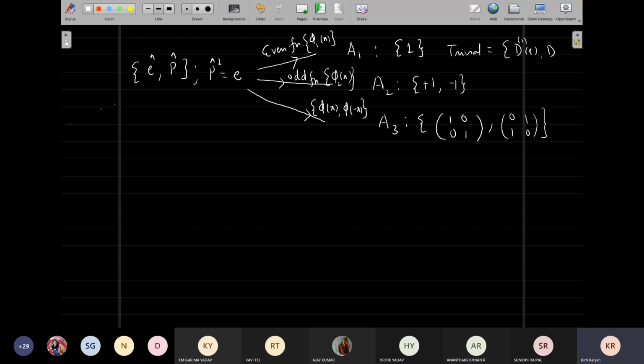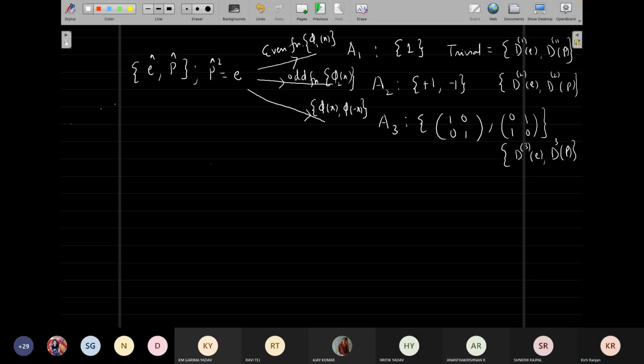So if you look into it, we have D1(E) and D1(P), both of them map to 1. Next one we have D2(E), D2(P), and the third one I already have, D3(E) and D3(P). So I already come up with a summary that there can exist many representations for a given group.